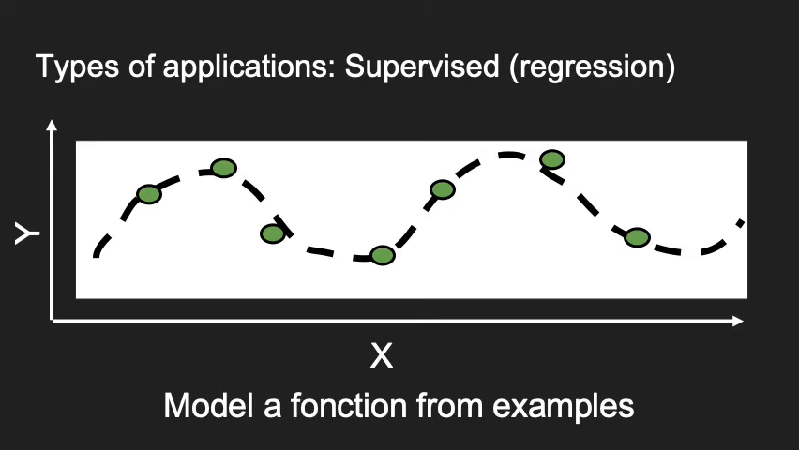The other type of applications that we often see is regression. So in the context of regression, you have a few data points here represented by the green dots, and the goal is to learn the underlying function that we don't know, here represented by the dotted line. And if you can do that, for any x, you can generate a realistic y.